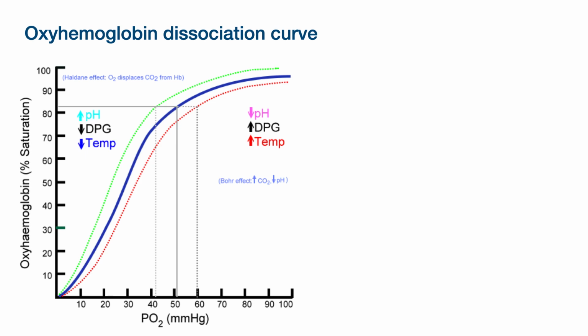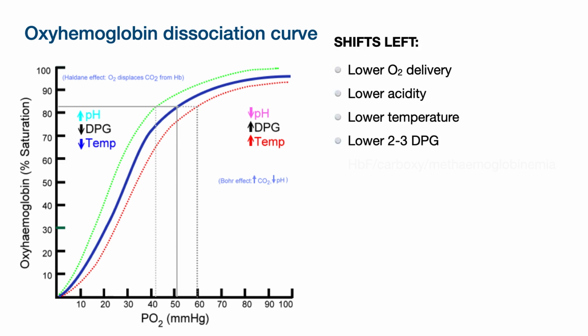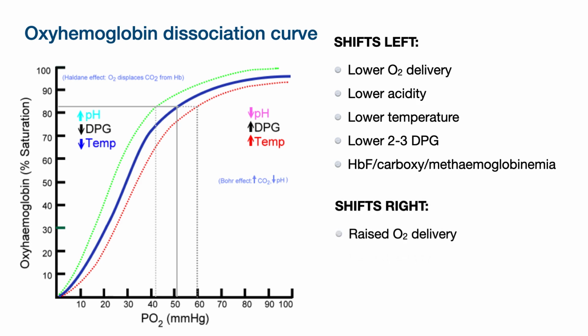This is the oxyhemoglobin dissociation curve. This curve is an important tool for understanding how our blood carries and releases oxygen. The curve shifts to the left when there is lower oxygen delivery, lower acidity, lower temperature, lower 2,3 DPG, and also presence of fetal hemoglobin, carboxy or methemoglobin. The curve shifts to the right if there's raised oxygen delivery, raised acidity, raised temperature, and raised 2,3 DPG.